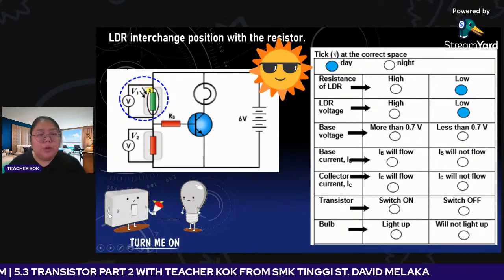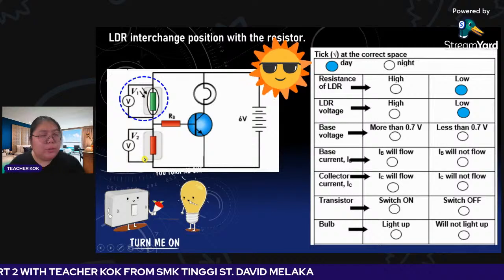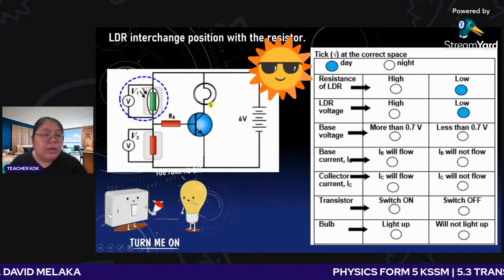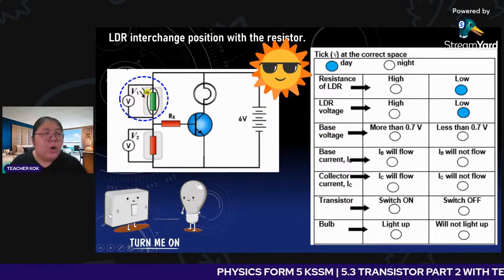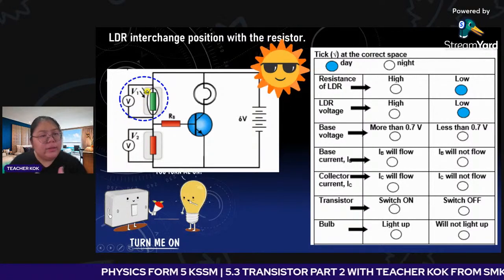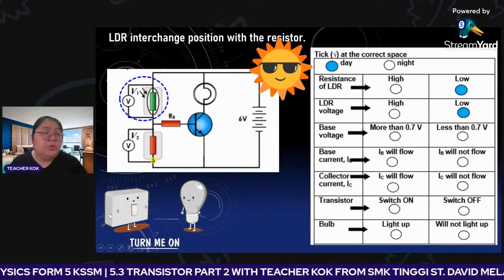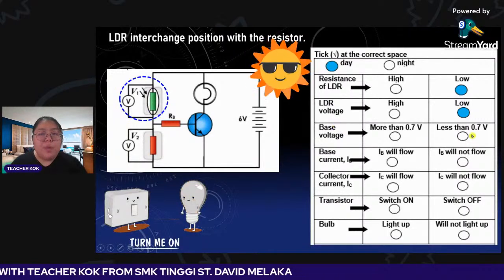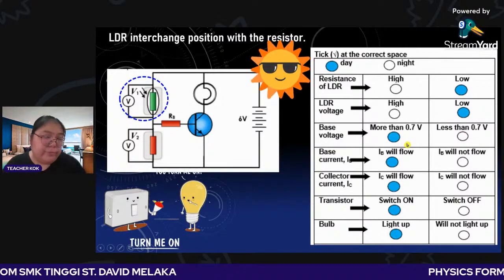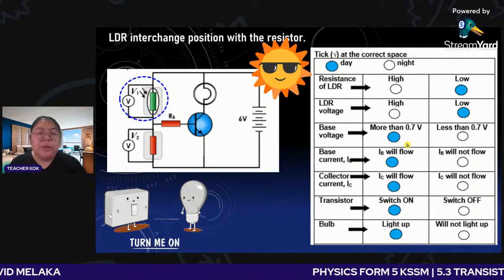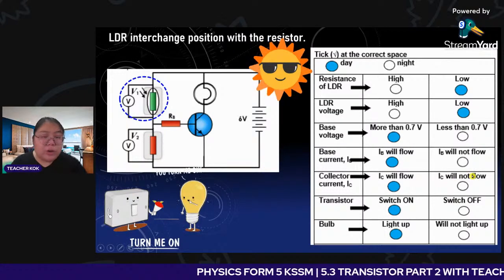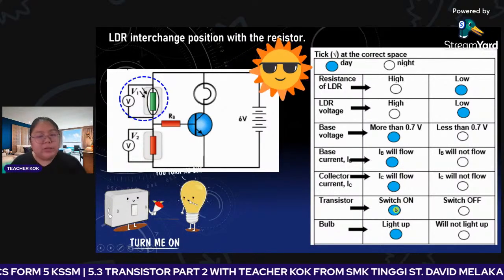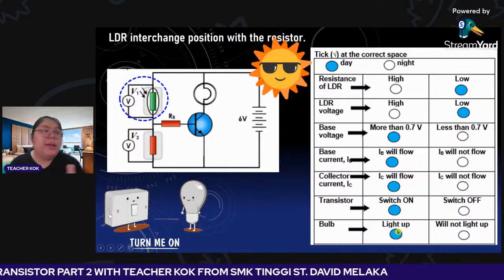So if this one has low voltage, what do you think about the bottom one? The bottom one must be high voltage, because it is a voltage divider, sharing 6 volts. If the LDR only gets 0.2 volt, then the rest must go to V2. So what happens to the base voltage? The base voltage must be more than 0.7 V, because it gets full voltage already. Then base current will flow, then there is collector current, then the transistor is on, and lastly the bulb lights up.